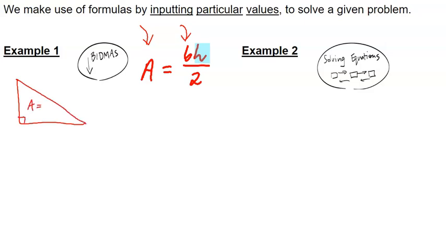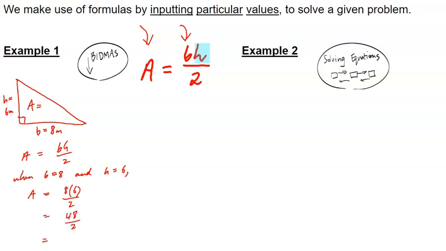Example 1, I say use the formula to work out the triangle's area. So I tell you base equals 8 meters, h equals 6 meters. We write down the formula. We input the values that we're told. See, they're all from the right-hand side. And we just complete the calculations following order of operations. We now know the value of A.